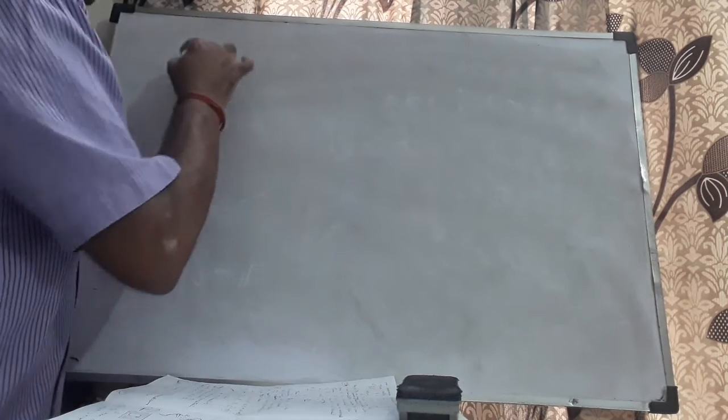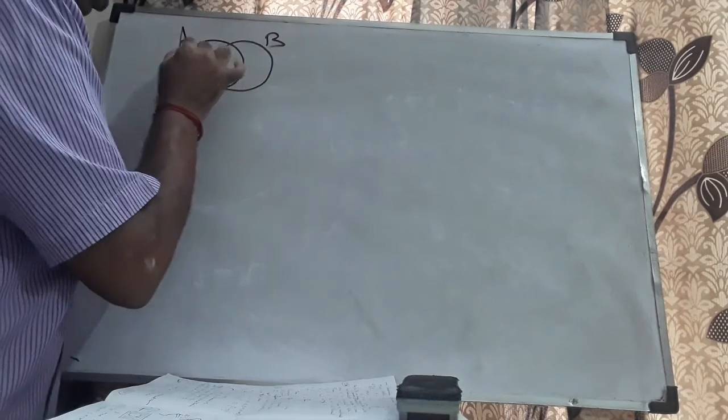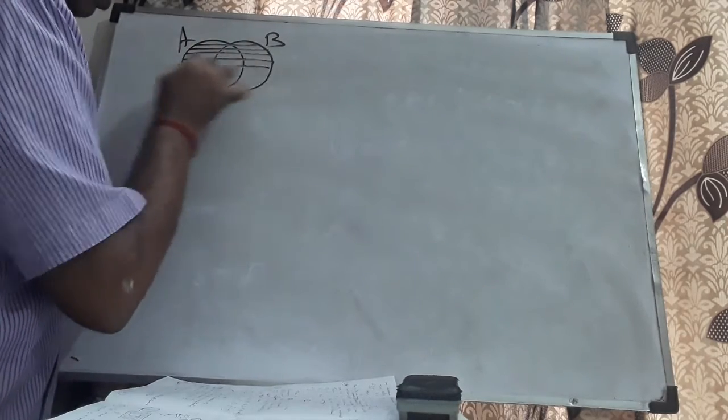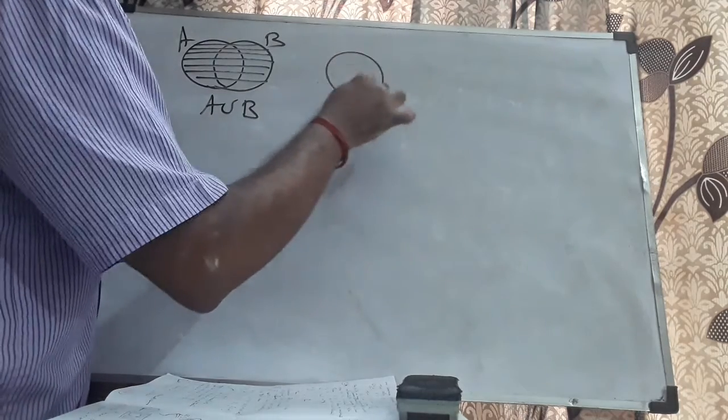If I am able to express sets using circles and squares or rectangles, such a representation is known as Venn diagrammatic representation. Just listen carefully. This is A union B. If it is there in one of them, it will be there. Therefore, this is the representation for A union B.